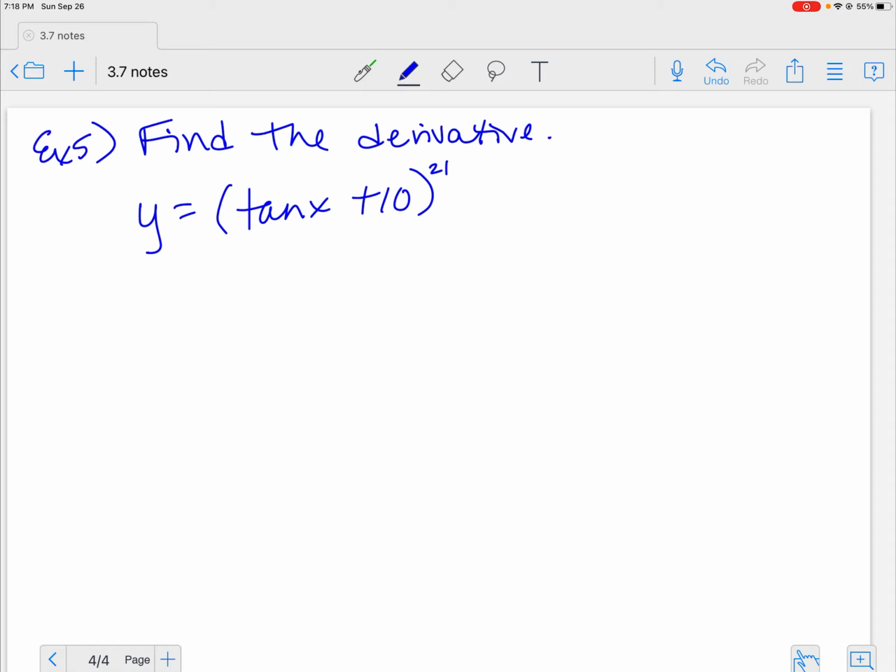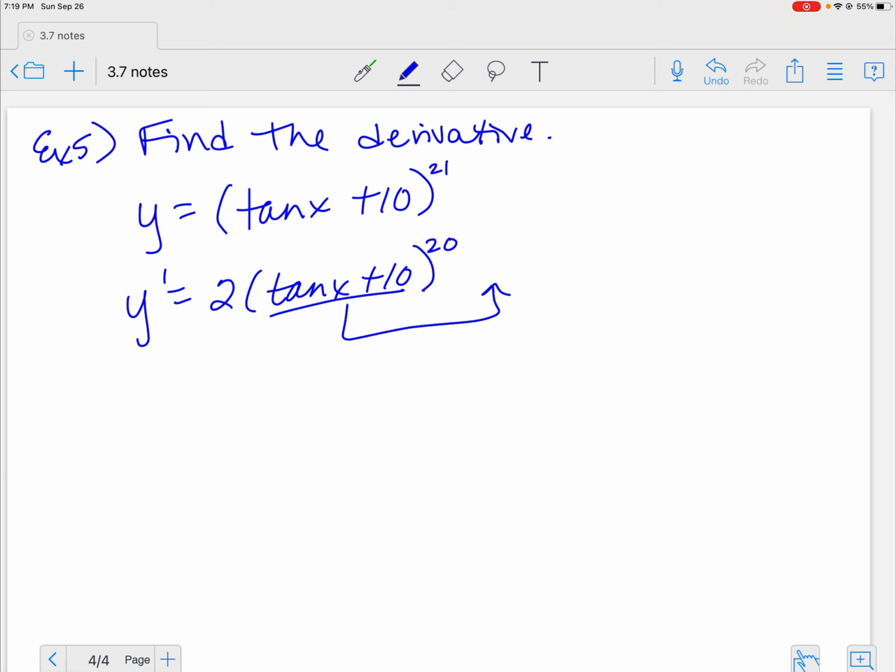We still have outside and inside functions. It doesn't matter what exponent you put on there or what you put on the inside. It's still just on the inside. So y prime is now equal to the derivative of the outside. So bring that 21 in front. Keep the guts. Times the derivative of the inside.